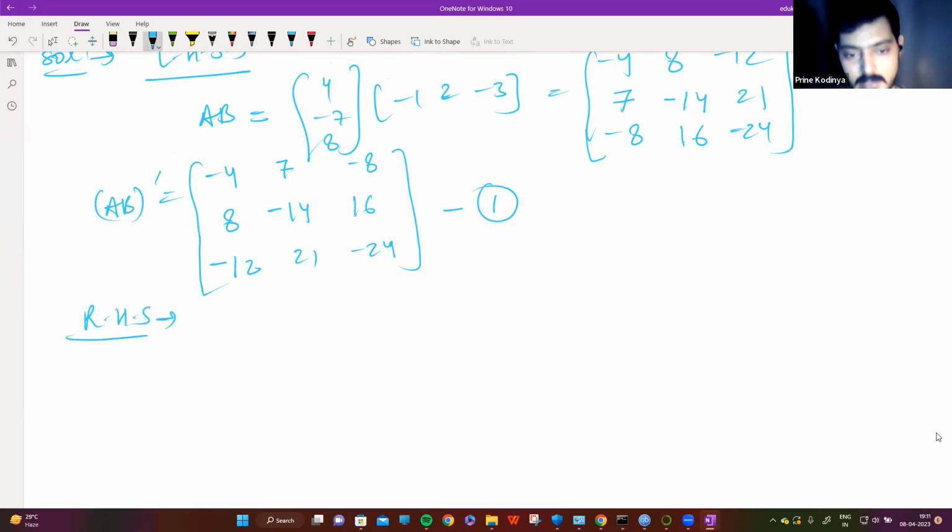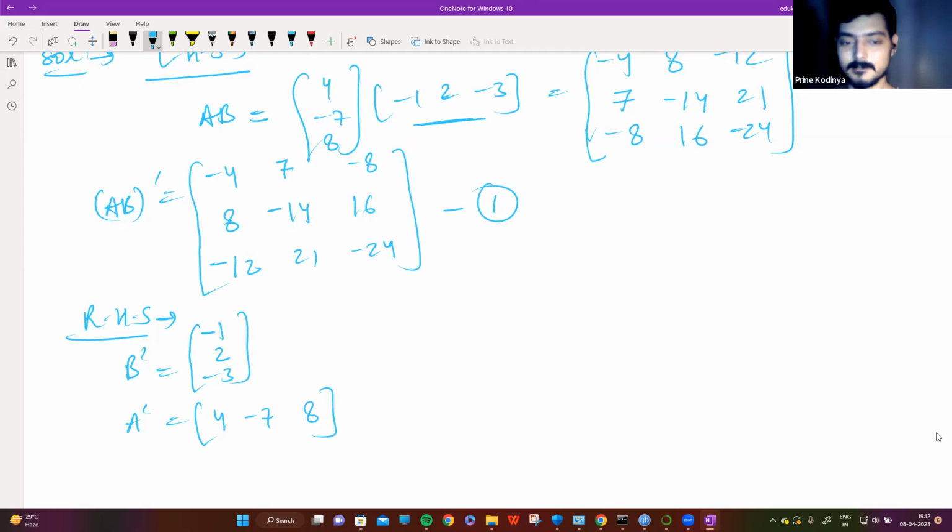First I will find out B dash, then I will find out A dash. So B dash would be what? -1, 2, -3, and this would be a column vector. So this is a row vector B, which would be -1, 2, and -3. And then A would be a row vector, which would be 4, -7, and 8.